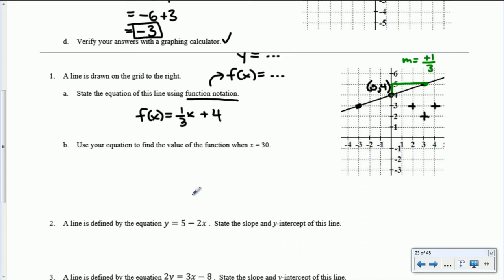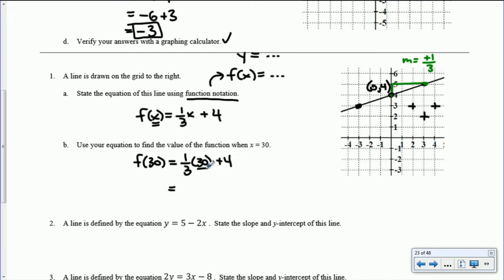1/3 x plus 4. Use the equation to find the value of the function when x is 30. So f when x is 30. Notice I just replaced the x with 30 because x is now 30 in this particular case. 1/3 times 30 plus 4. And now it's just order of operations.